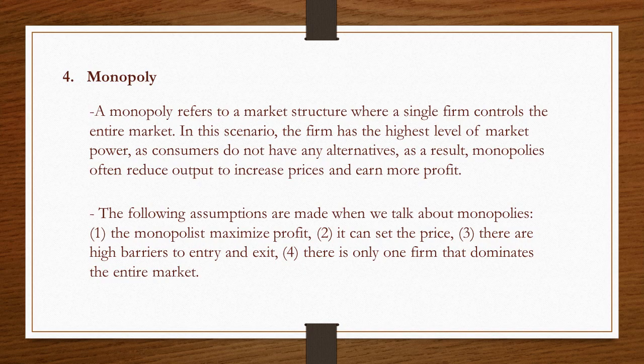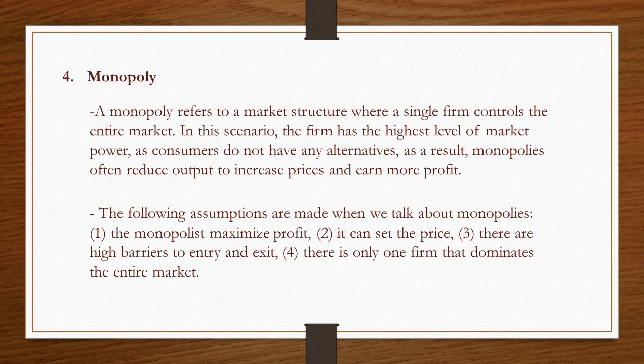Now we have, in the last structure, the monopoly. So when we say monopoly, it refers to a market structure where a single firm controls the entire market. In this scenario, the firm has the highest level of market power, as consumers do not have any alternative. As a result, monopolists often reduce the output to increase prices and earn more profit.